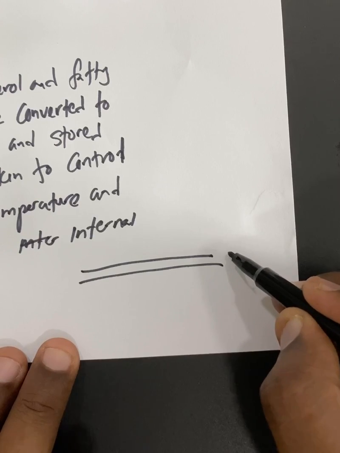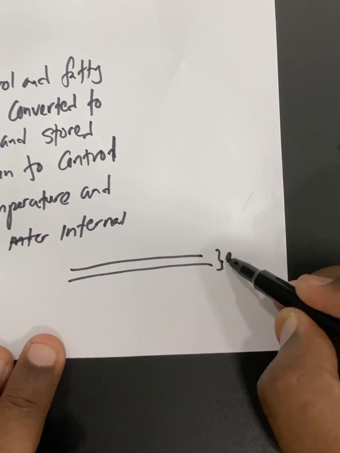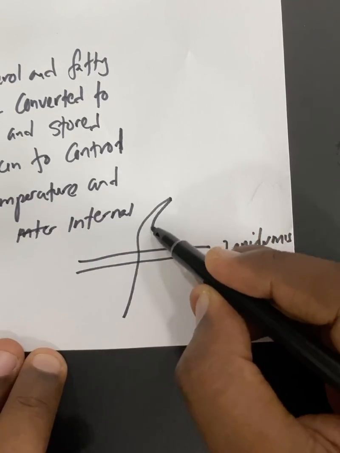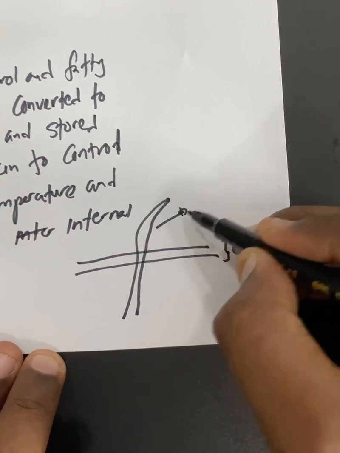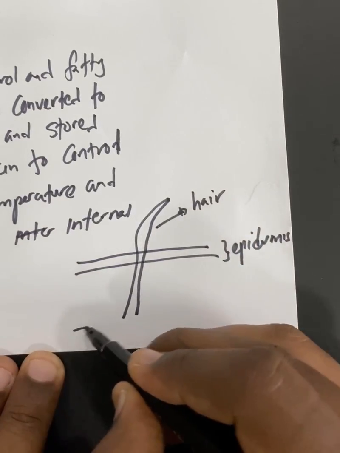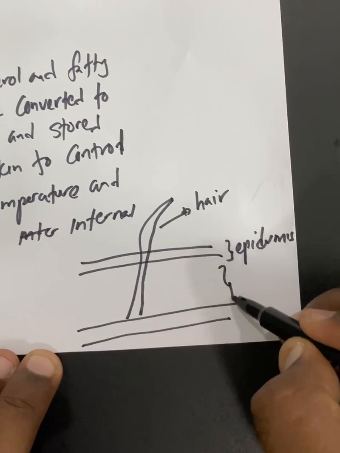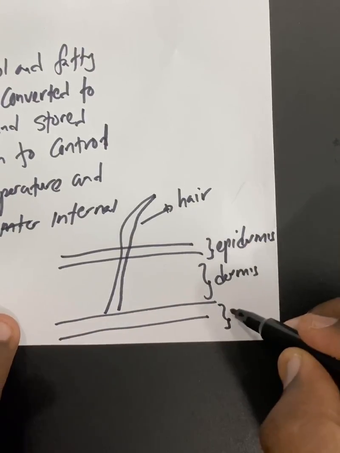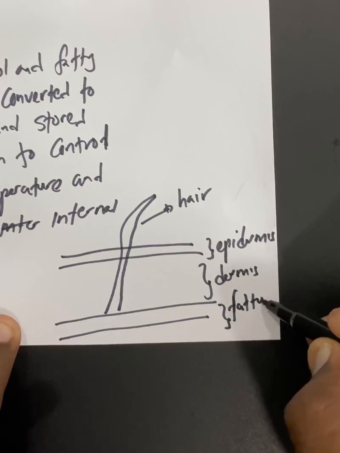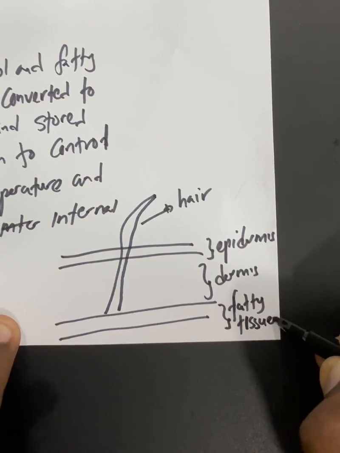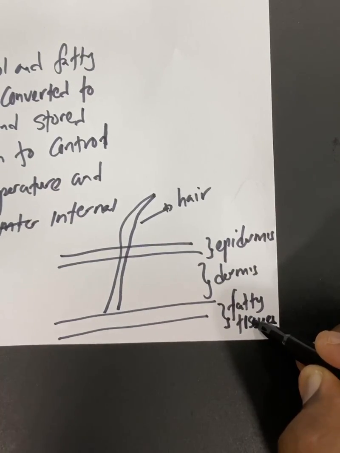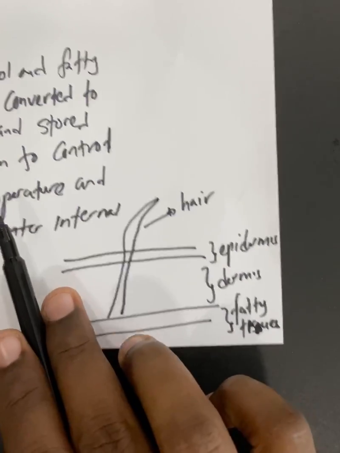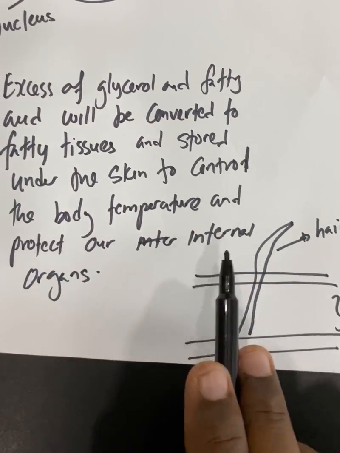So this is our skin. Our skin is made up of three layers. Number one we call the epidermis layer. After that we have a few receptors. This is known as the dermis layer, and the bottom one we call fatty tissue. The fatty tissue is made up of fatty acid and glycerol. This fatty tissue is used to control our body temperature and also protect the internal organs.